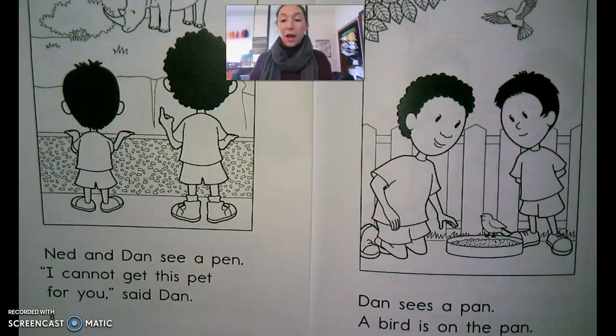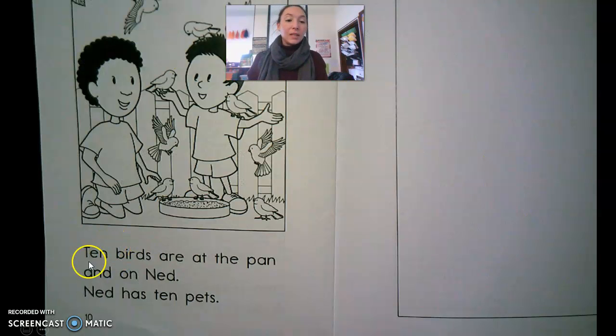Dan sees a pan. A bird is on the pan. See the bird? 10 birds are at the pan and on Ned. Ned has 10 pets. Great reading, boys and girls.